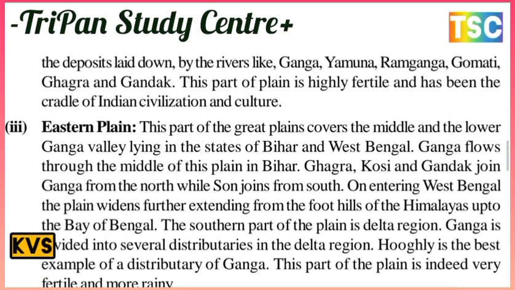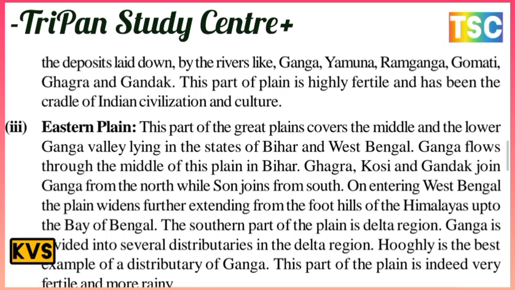Next is the Eastern Plain. This part of the Great Plain covers the middle and lower Ganga valleys lying in the states of Bihar and West Bengal. The Ganga flows through the middle of this plain in Bihar. The Ghaghara, Koshi and Gandak join the Ganga from the north, and the Son joins from the south.